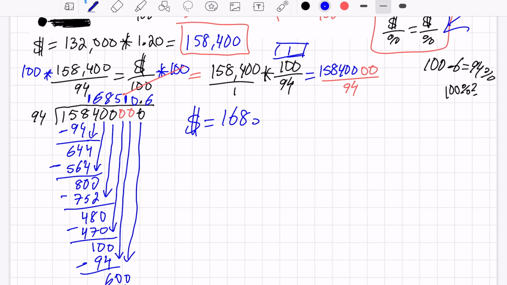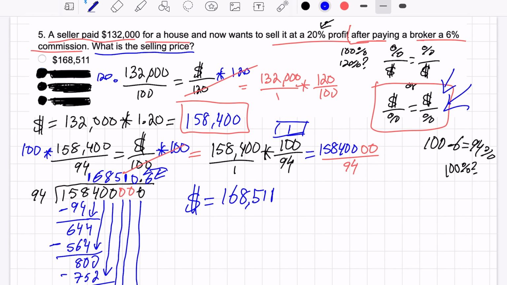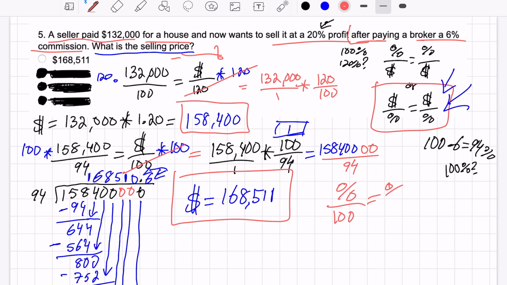So our final answer should be equal to 168,51.6, and we see that our decimal digit here is 6, so we can round up to one digit, so we can round up to a 1. So therefore, our final answer will be 168,511. That is our selling price for this example. Once again, no memorization required whatsoever. It's just the application of how to do ratios.